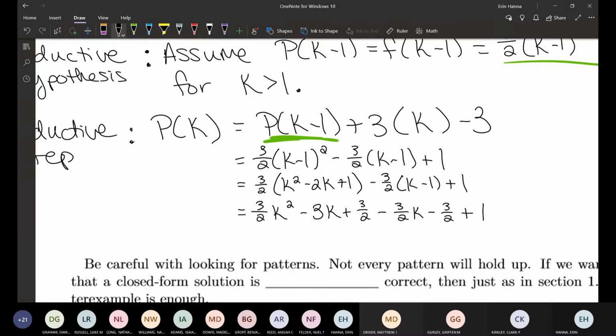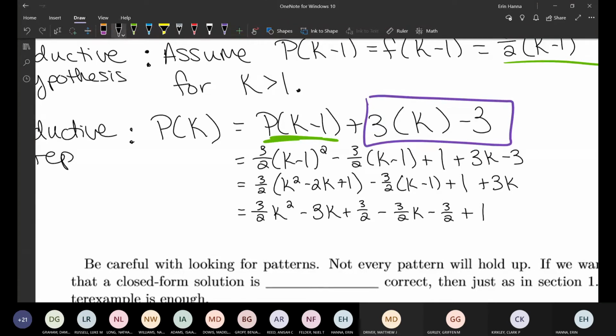Wait. No one screamed at me yet. I've forgotten this whole entire piece the entire time. All I've had is the P of k minus 1. I've forgotten that 3k minus 3 this entire time. So plus 3k minus 3. I'm sorry.